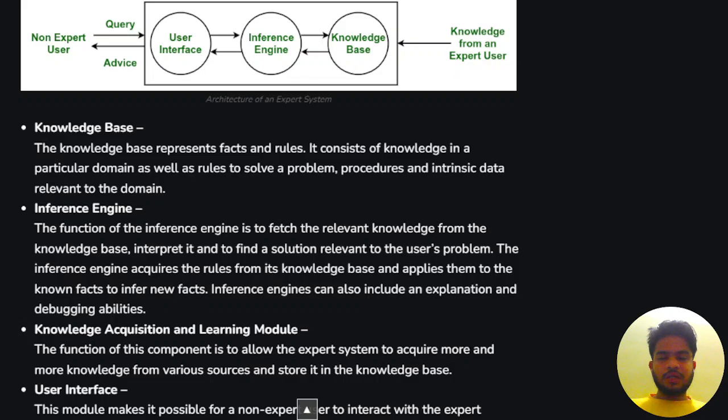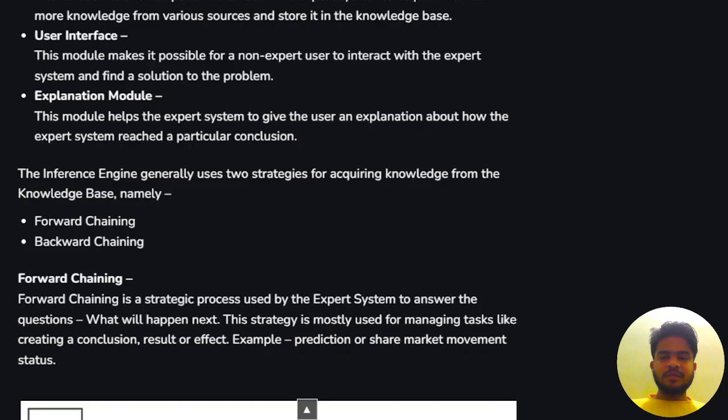Let us understand about the knowledge acquisition and learning module. The function of this component is to allow the expert system to acquire more and more knowledge from various sources and store it in the knowledge base. Let us understand about the user interface. This module makes it possible for a non-expert user to interact with the expert system and find a solution to the problem. Next one is the explanation module. This module helps the expert system to give the users an explanation about how the expert system reached a particular conclusion.